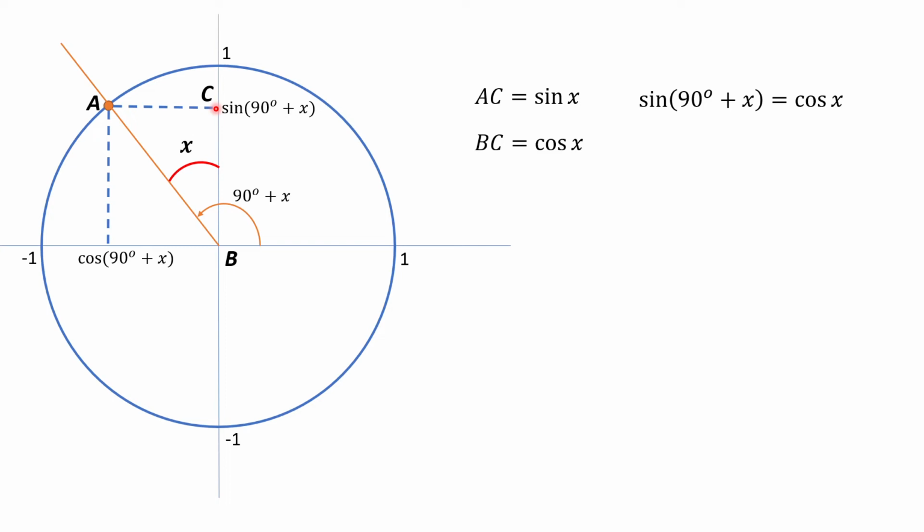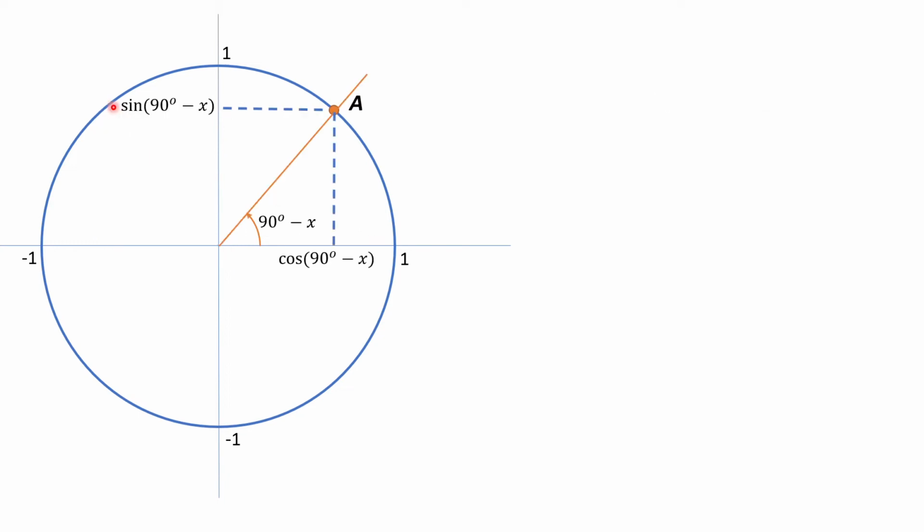Now, when it comes to the horizontal coordinate of point A, it's cosine of 90 plus x. It corresponds to the horizontal length AC. But again, AC is positive, but cosine lies in the negative direction. So we get cosine of 90 plus x is minus sine x. And the last thing we're going to consider is the angle 90 minus x. In this case, again, we get our triangle ABC.